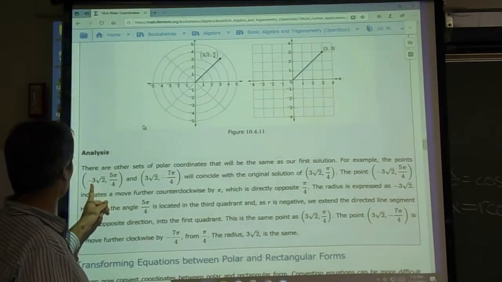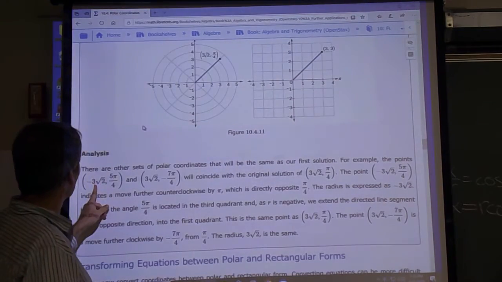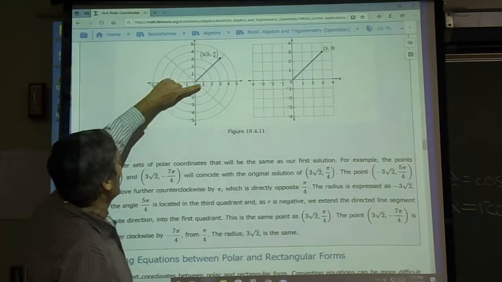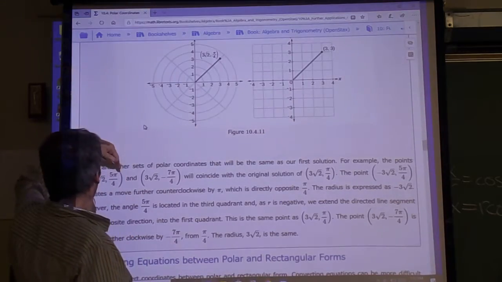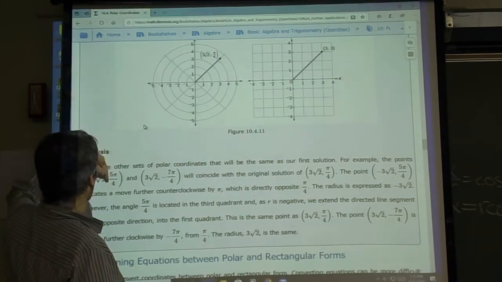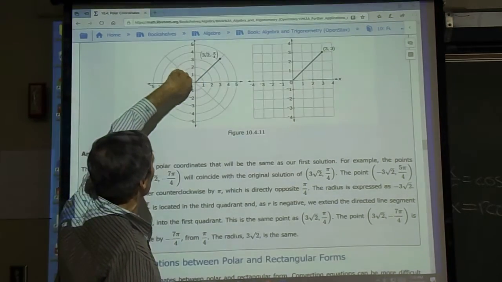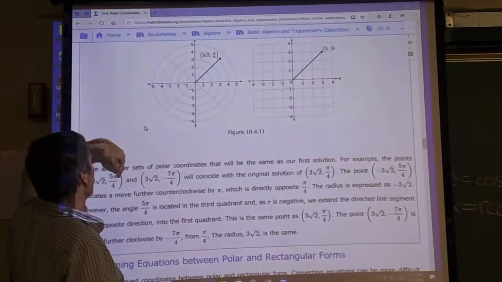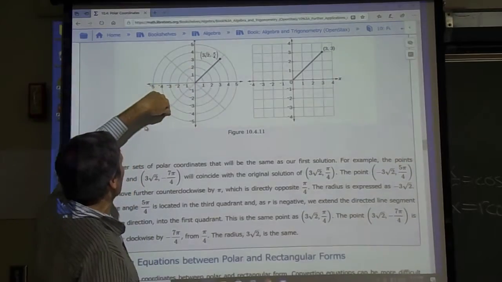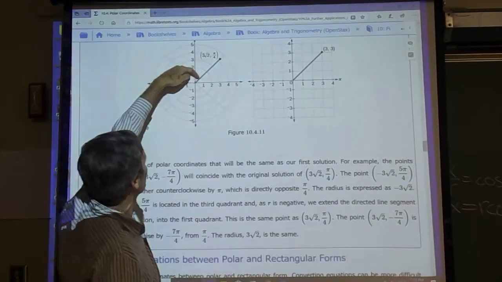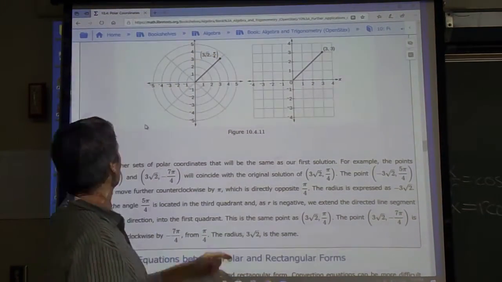I could, for instance, take r equal to minus 3 square root 2, going r negative, and go the opposite direction. If I add pi to this angle pi over 4, then I'm going the opposite direction, 5 pi over 4. And if in the direction 5 pi over 4, I back up 3 square root 2 units, I will get to the same point.